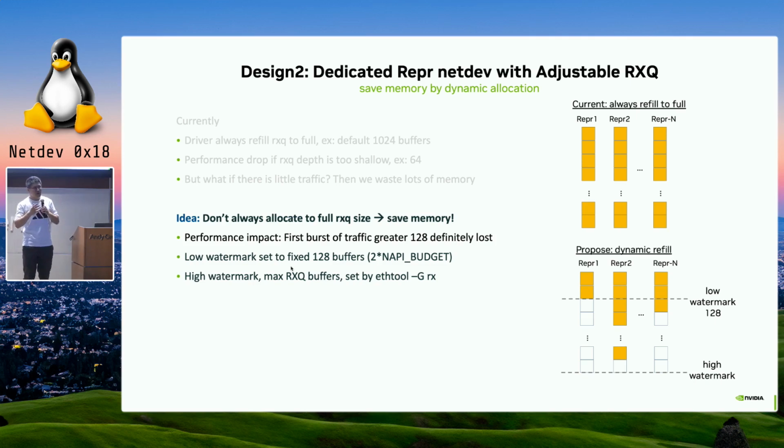The first value is called the low watermark. Let's fix it to 128, so 128 entries, 128 buffers. The other value is the high watermark, which is just the value you set by is2-g, the queue length. When the driver just initializes, it starts at the minimum, or just 128. And then when you are processing packets, you allocate buffers somewhere between them. Don't always go to the high watermark.